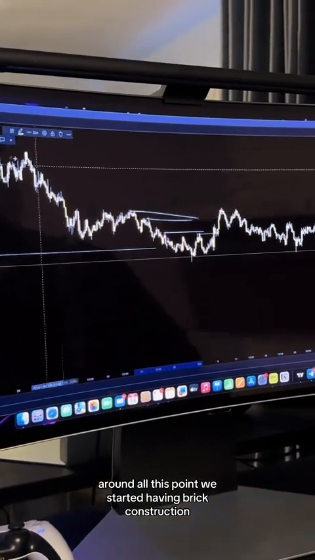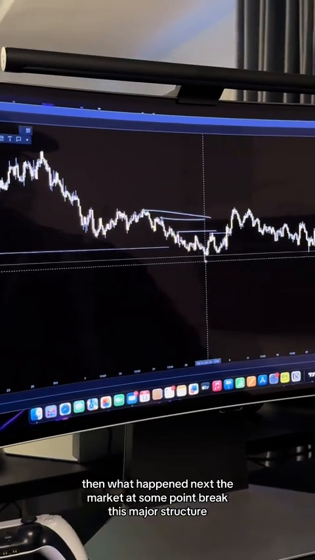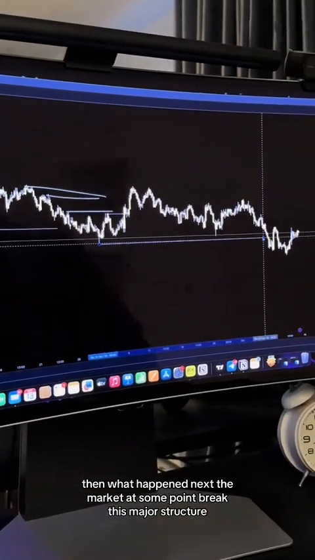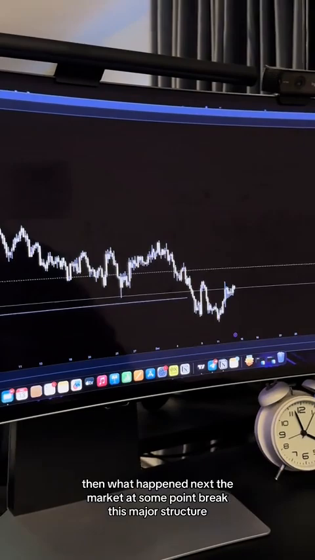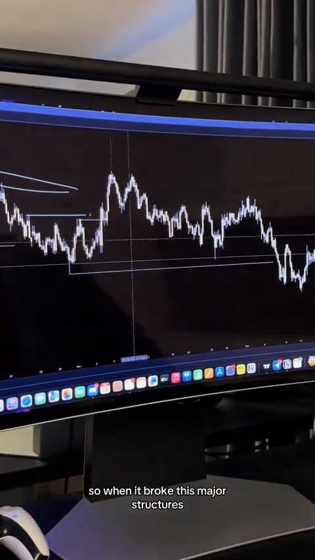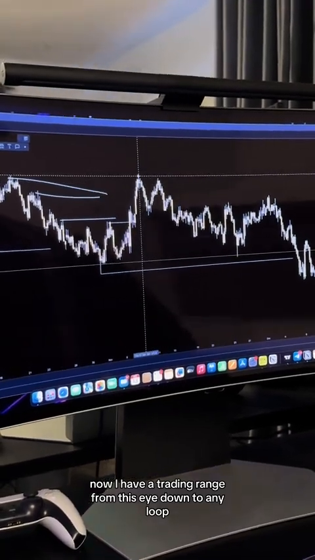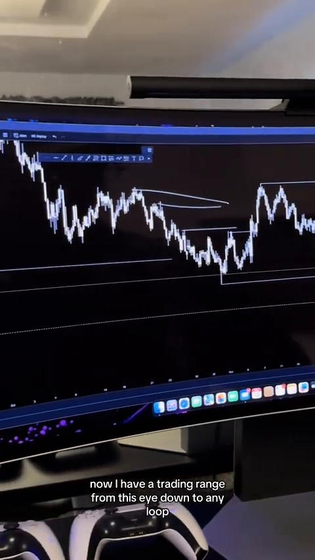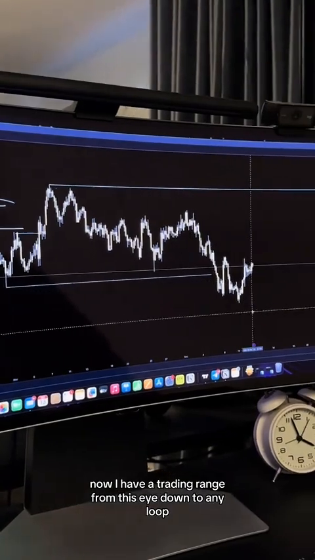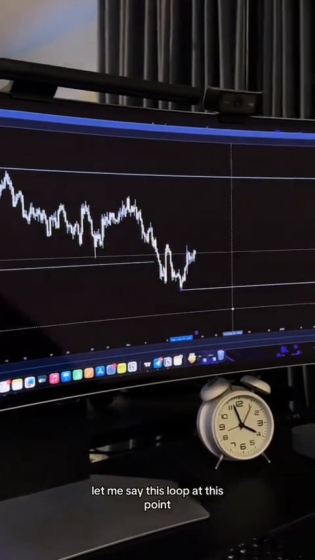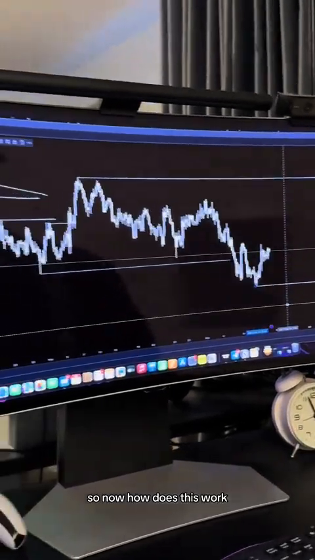We started having break of structure. Then what happened next? The market at some point broke this major structure. So when it broke these major structures, now I have a trading range from this high down to any low. Let me say this low at this point. So now, how does this work?